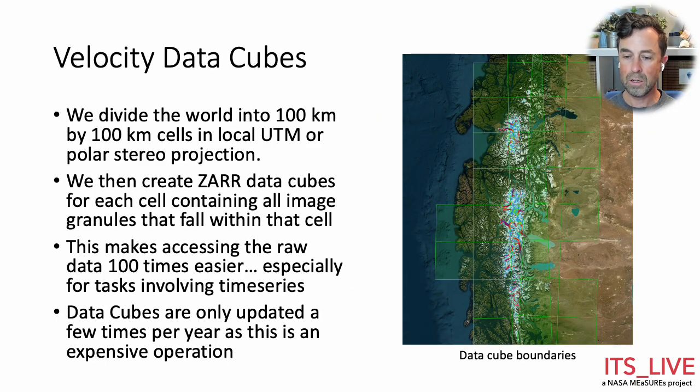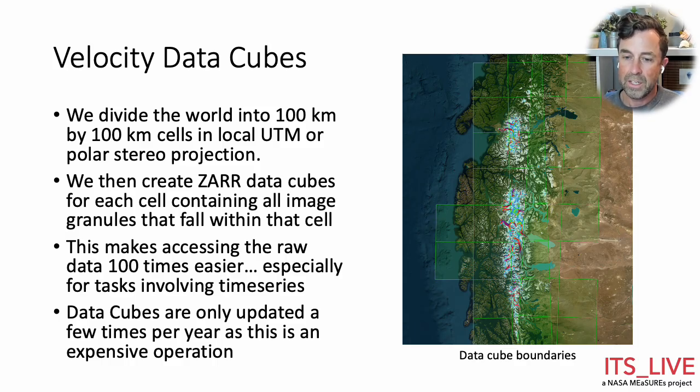So we generate all of these granules, and in some locations, there's hundreds of thousands of granules for a single pixel. So a huge amount of data, which can make it really cumbersome to work with. So the first thing we do is we chop the world up into 100 kilometer by 100 kilometer rectangles, and we create data cubes. So we create these Zarr data cubes where we put all of the granule information in a consistent format, and it's optimized for time series access. So this makes it just so much easier to work with the data. You access it as a single file, and then you're off and running. You can access all the data that exists there.